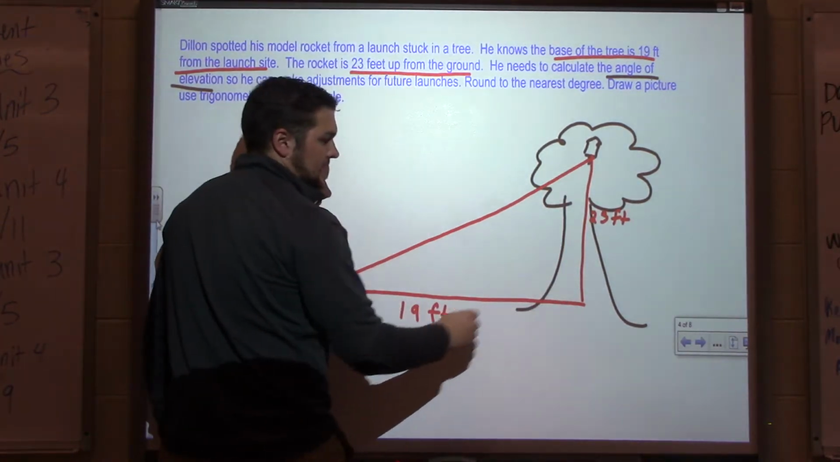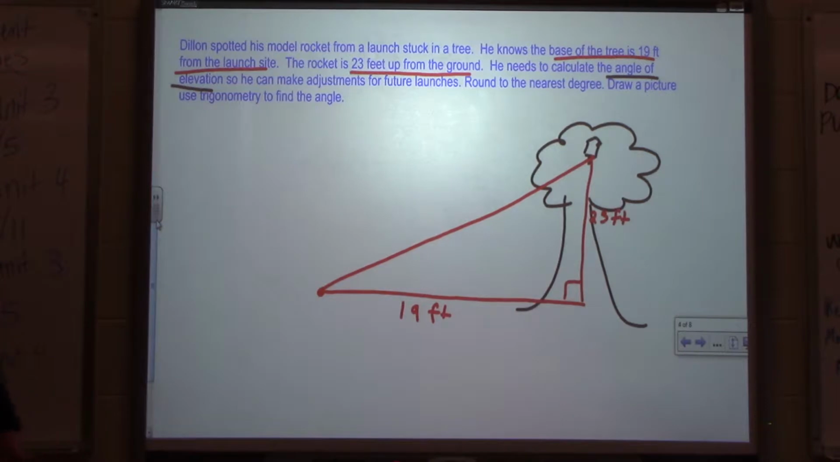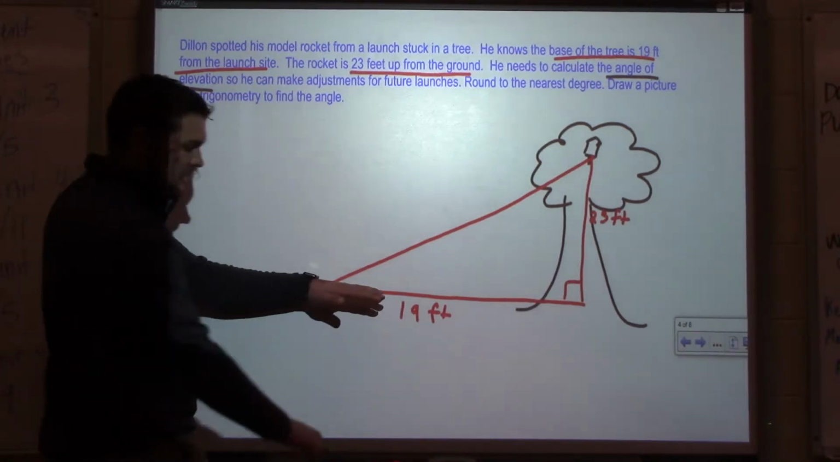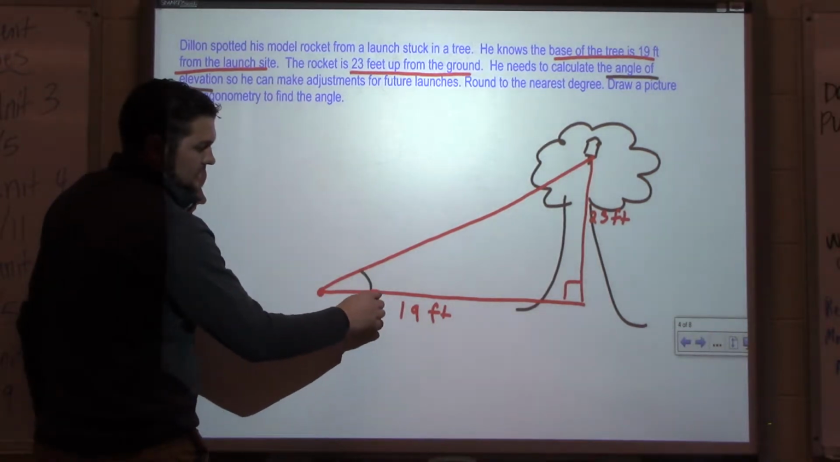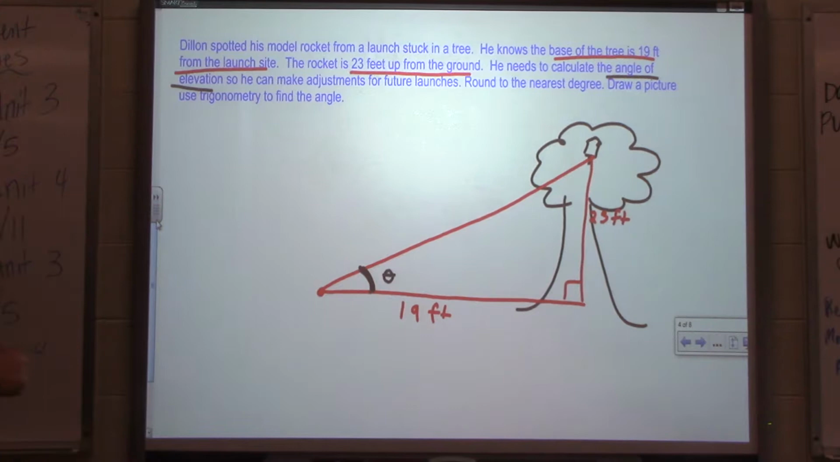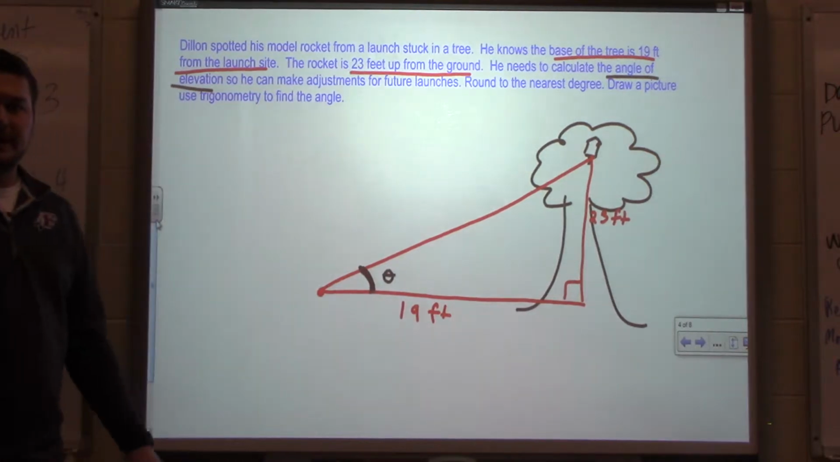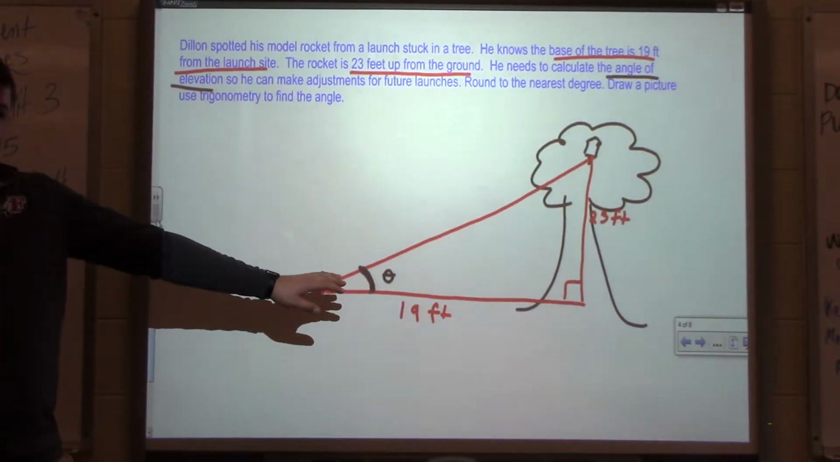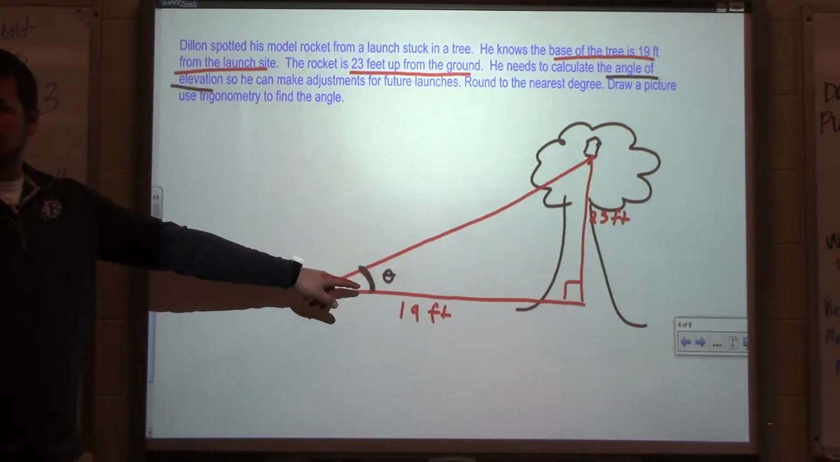I want to make my triangle. I want to know the angle of elevation. So that's from a horizontal line going up. So it's going to be this angle right here. I'm going to use theta. I don't know it. I want to know the angle of elevation so we can make adjustments for future launches. Okay, does that picture make sense? Do we all understand why this is our angle of elevation?